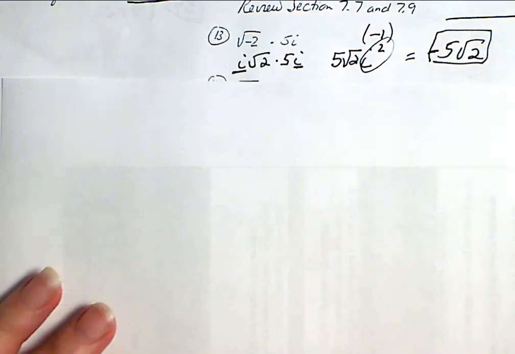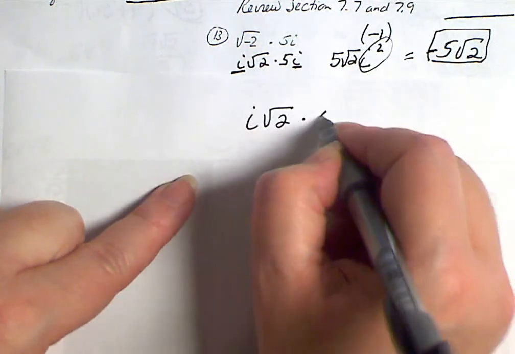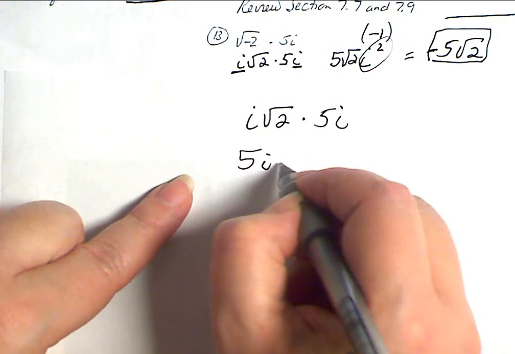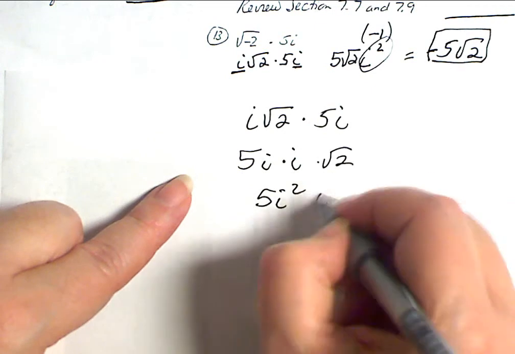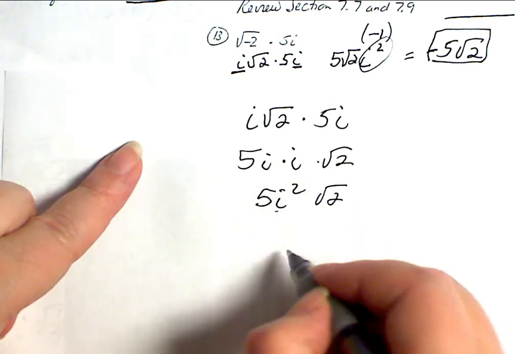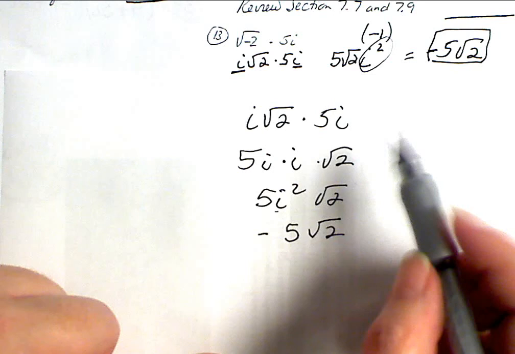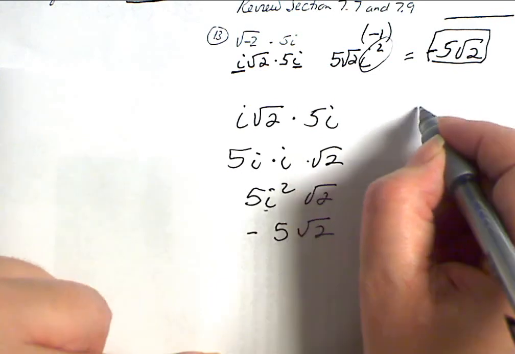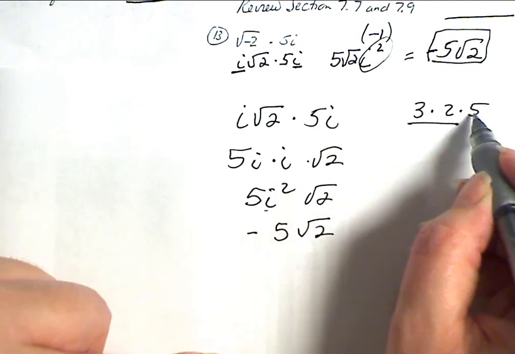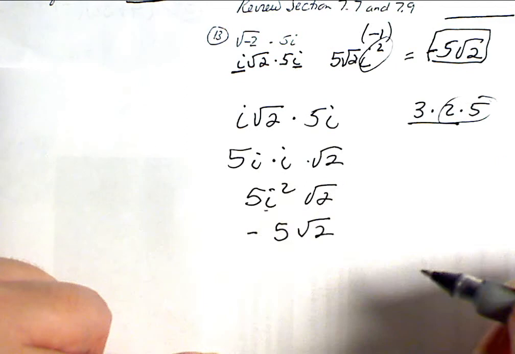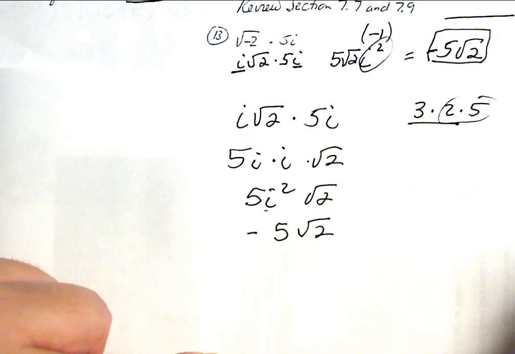So you went 5i times i, and you got 5i squared, and you left your square root 2. And then i squared equals negative 1, so I did 5 times negative 1. Right. You can definitely do this because remember, it's the same thing as saying 3 times 2 times 5. I can multiply this and then multiply it by 5, or I can multiply this and multiply it by 3. So all you did is rearrange them. You can definitely do it that way, and it will always work.